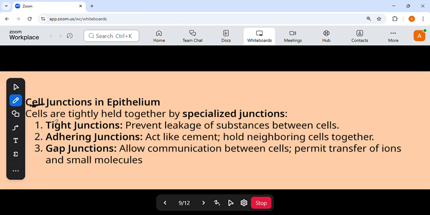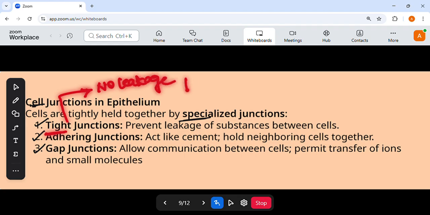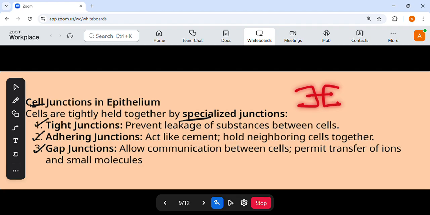Next, let's see the cell junctions in epithelium. There are three types of cell junctions present in an epithelium: the tight junction, adhering junction, and gap junction. Cells are held together by specialized junctions. Why is this happening? Because they have special junctions, like the tight junction, in which cells are tightly packed, no leakage. Compactly packed, we won't even see any space. So it prevents the leakage of substances between the cells. If two cells are there, nothing can leak between them. Between two cells there will be no leakage in tight junction.